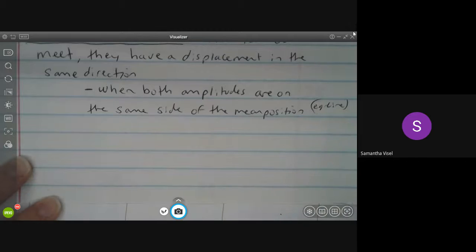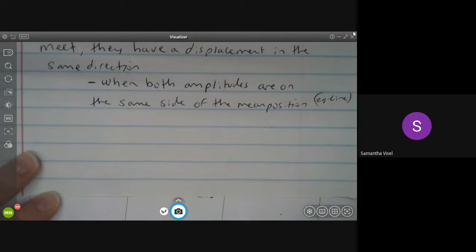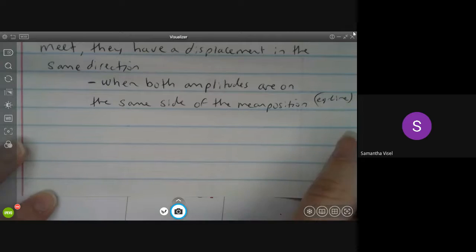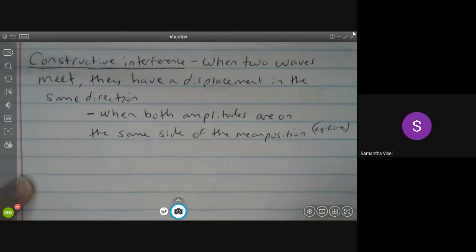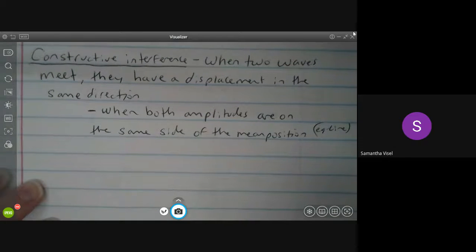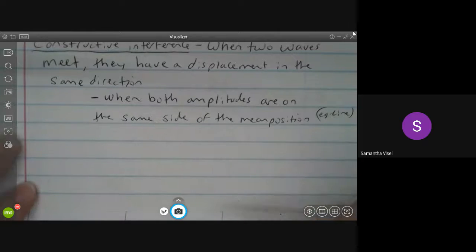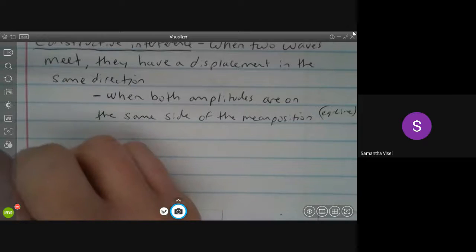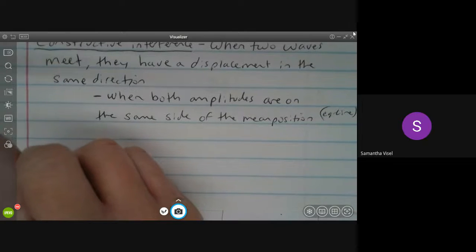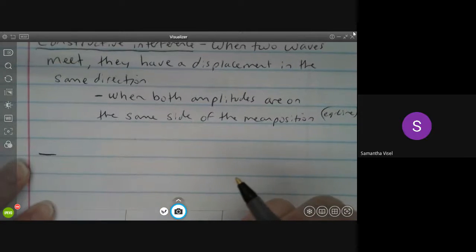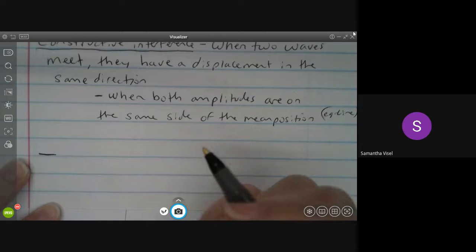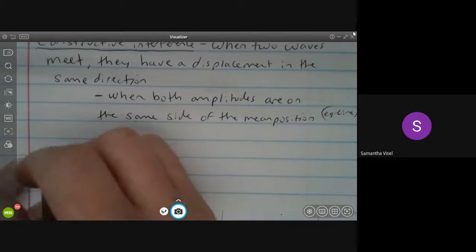All right, so we'll draw a picture to see what exactly this looks like. When you think of the word constructive, I think of construction, so you're building something. So that's what's going to happen with these two wave pulses. They're going to meet up and build with each other. So their amplitudes are also on the same side of the mean position. So that also means they're both crests or they're both troughs.